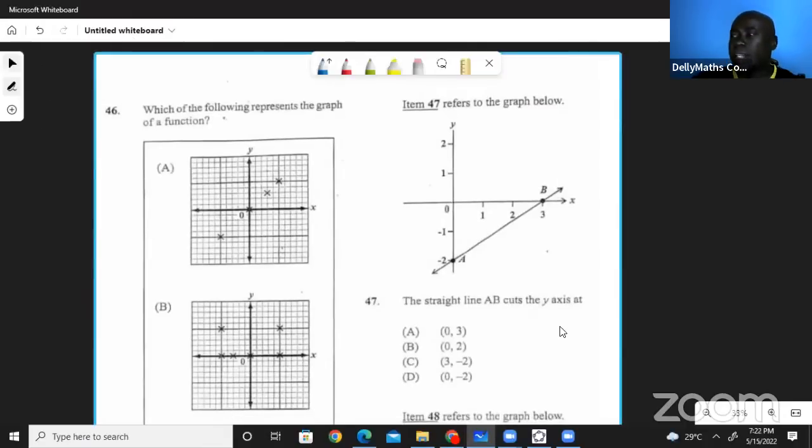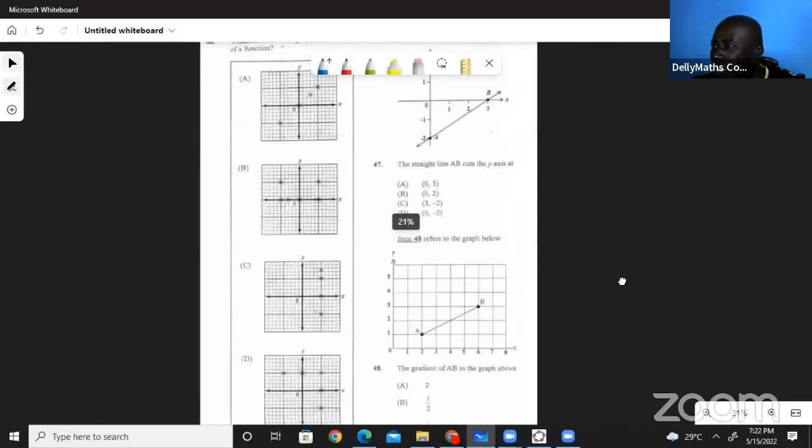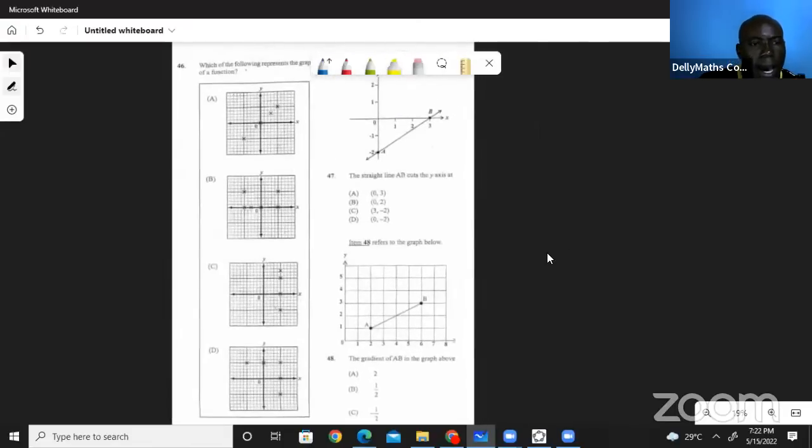So here goes. It says, which of the following represents the graph of a function? We're going to have to go down. I could zoom out a little bit so we could see all of them at once. Yeah, we will be able to see. When we talk about a function, if I see one x value producing 2 y values, it is not a function. For it to be a function, well, this is actually a straight line, so I could just take this one as a function right now.